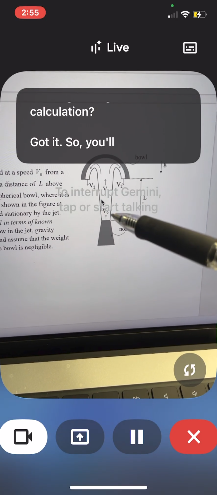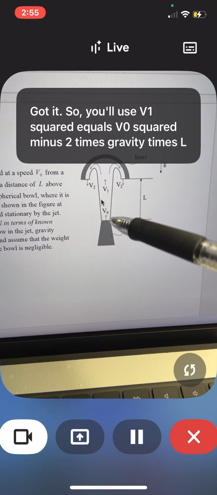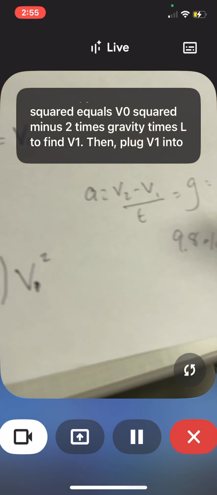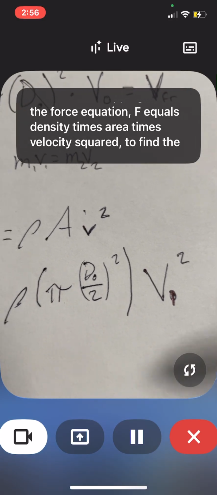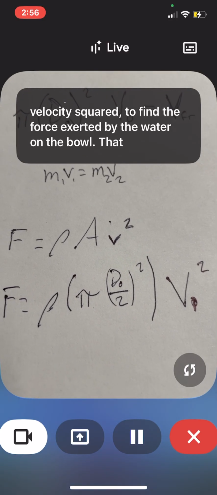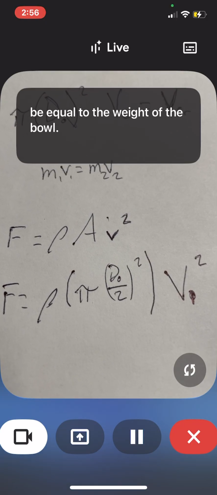Got it. So you'll use v1 squared equals v0 squared minus 2 times gravity times L to find v1. Then, plug v1 into the force equation, F equals density times area times velocity squared, to find the force exerted by the water on the bowl. That force will be equal to the weight of the bowl. Wait, can you repeat that again?